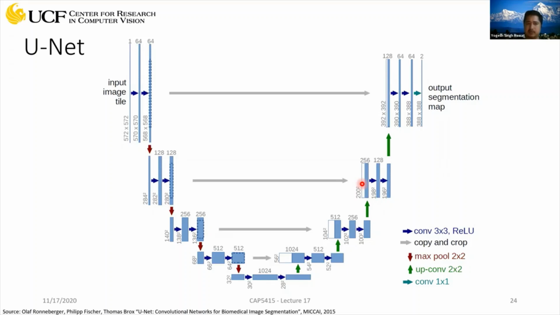Okay, so one difference between UNet and SegNet was that instead of unpooling, we are just using upsampling. The other difference was that we are propagating, or using, features from the encoding part in the decoder.